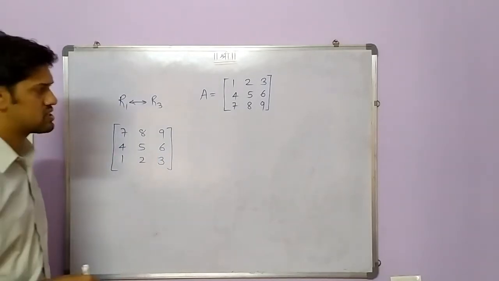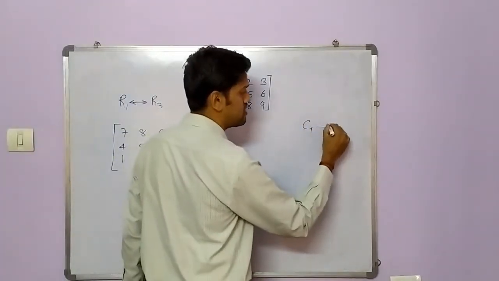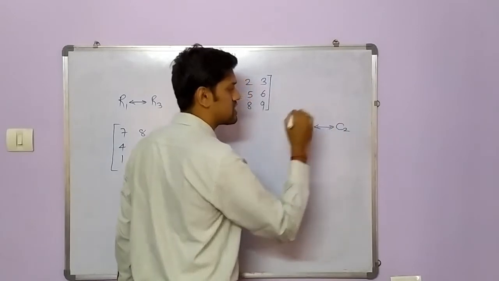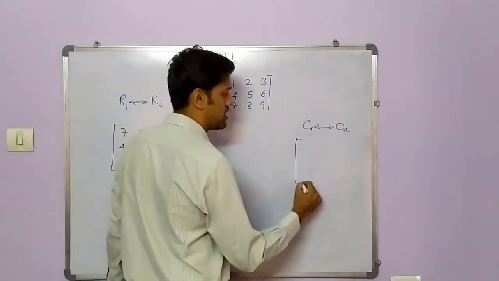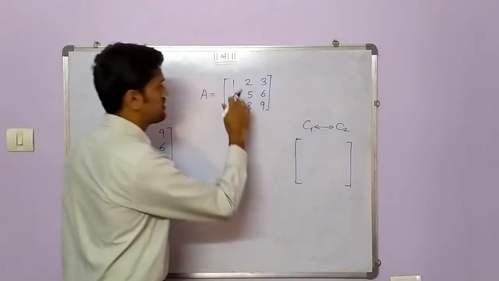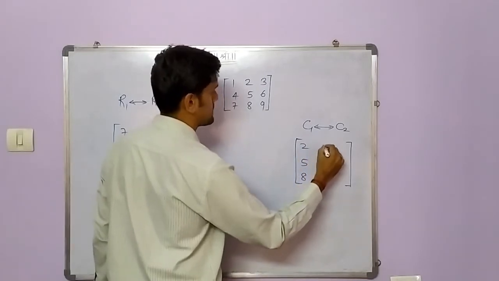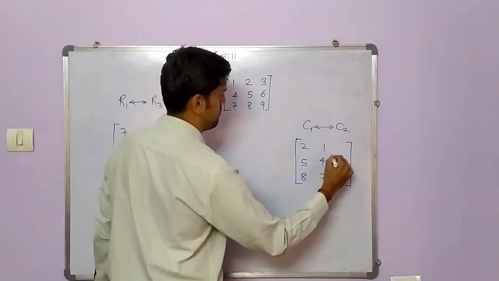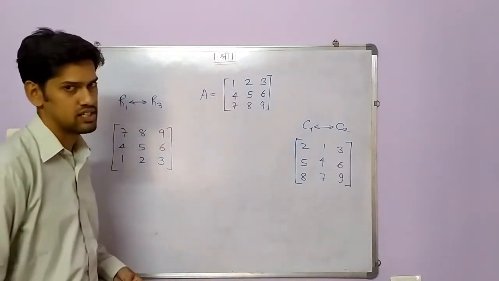Now if I perform this similar operation on columns, if I interchange C1 with C2, then in that case the first and second columns will interchange their positions, and the third column will remain as it is.